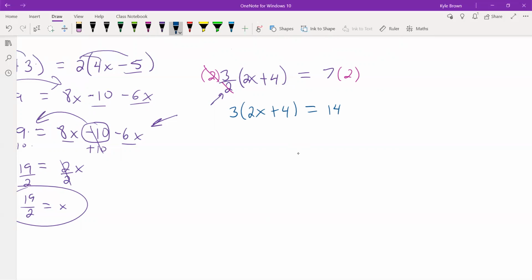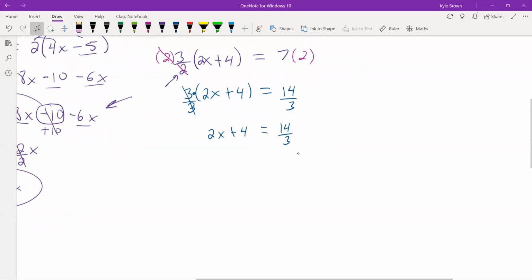So now I'm just going to get rid of that 3. So I'm going to divide both sides by 3, and that's because I was multiplying there, right? So the inverse operation is dividing. So now we've got 2x plus 4 is equal to 14 over 3. Oh, gross. This one won't be as nice, but we can do it.